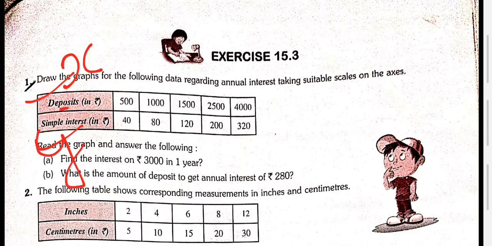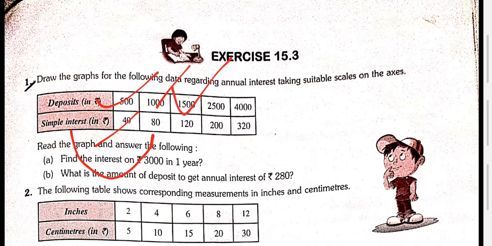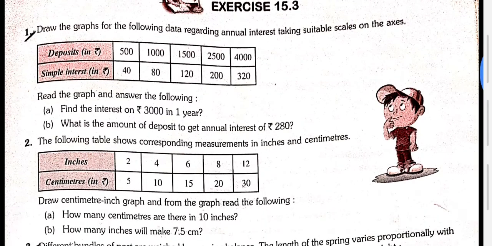So the first one you always consider as x, and the second one you always consider y. It means you have to represent deposit on the x-axis and simple interest on the y-axis. If the deposit is 500, then the simple interest is 40. If the deposit is 1000, then the simple interest is 80. And if the deposit is 1500, then the simple interest is 120. Like that, these are given. So the question is: read the graph and answer the following. First you draw the graph.